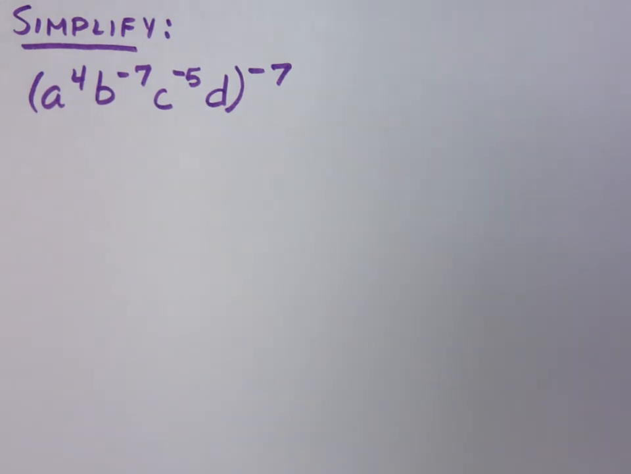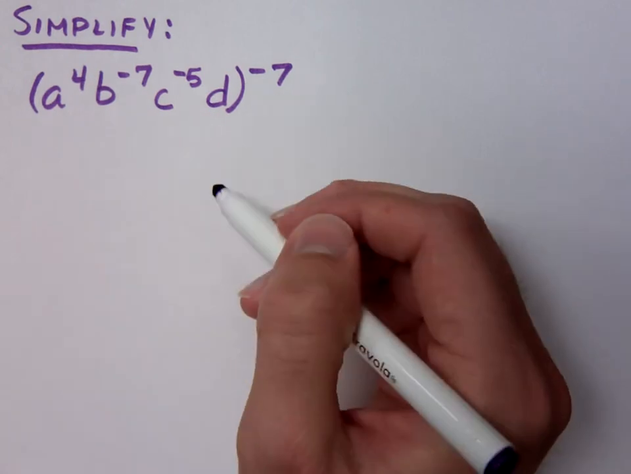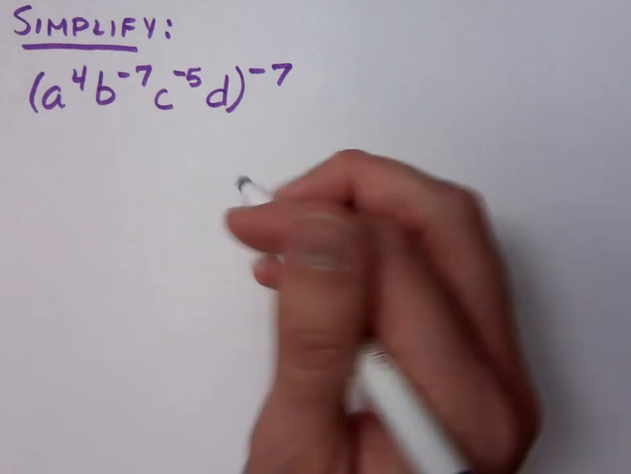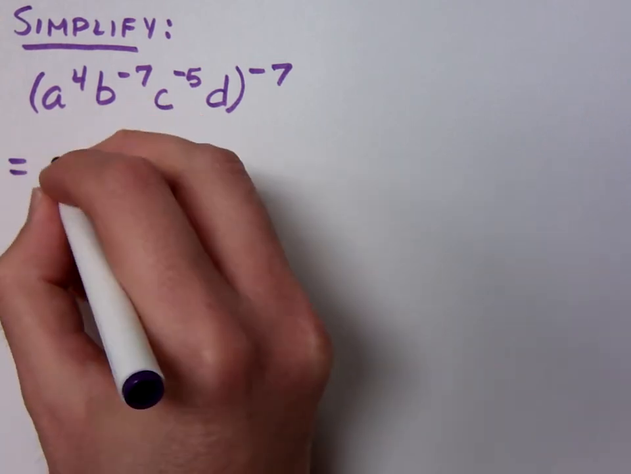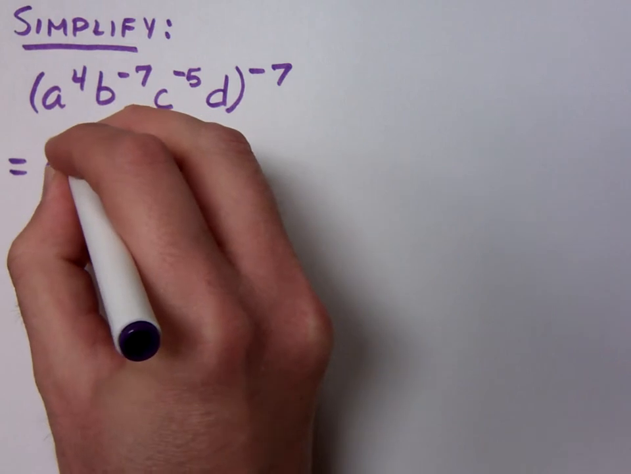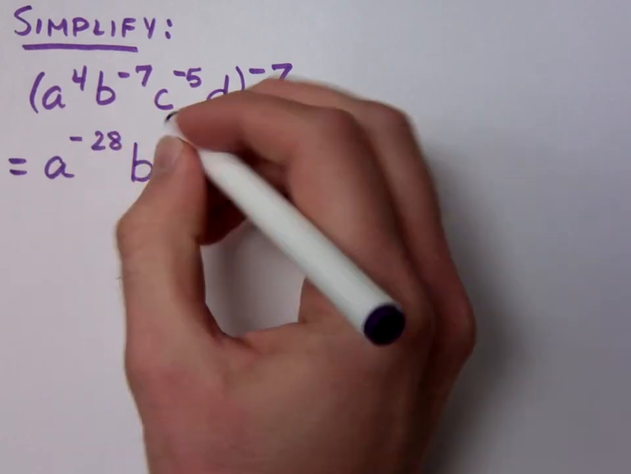So how can I rewrite this? How can I raise everything to the power? All this stuff is being raised to the negative 7th power. How do I do that? Multiply with exponents. So what do you get? You get negative 28, a to the negative 28th. B to the what? 49.